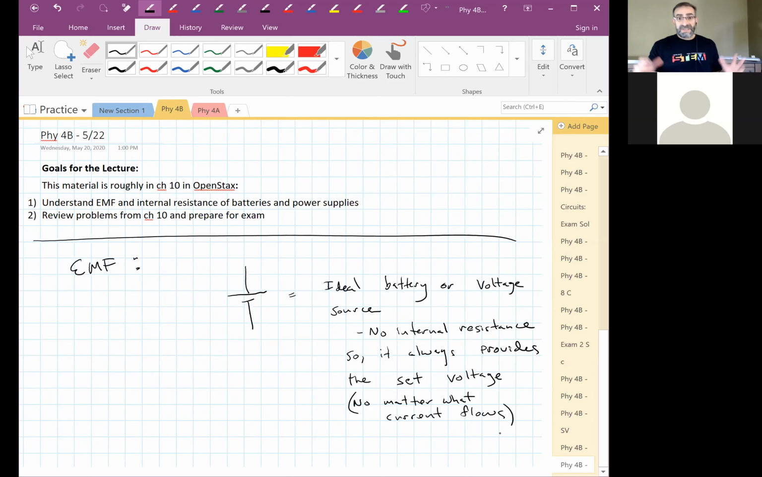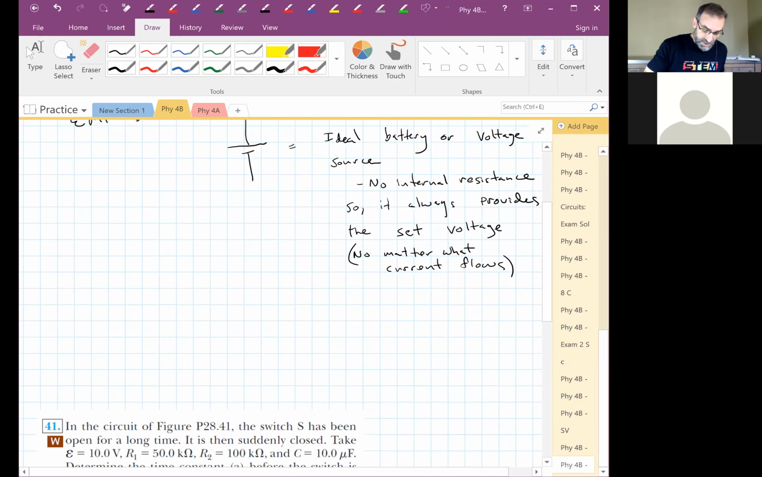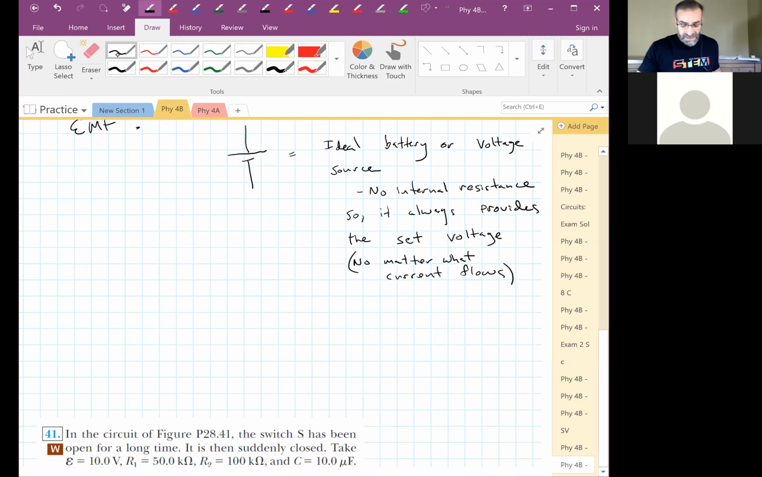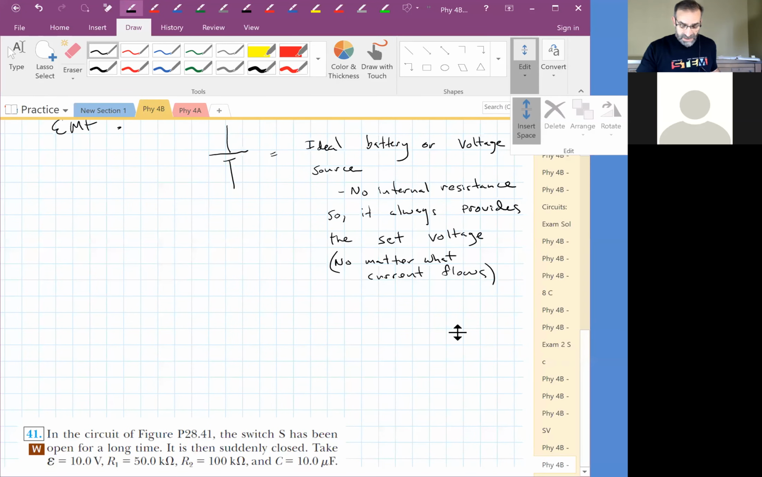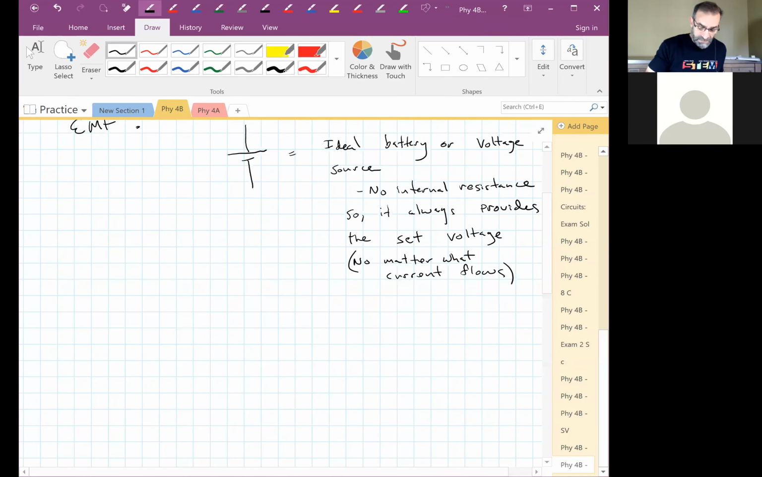But in the real world, we know that our batteries and power supplies have some internal resistance. How do we deal with that? Well, we just put a resistor in series with this, right? That's how we deal with it. And we know how to deal with things like that. It's just like any other circuit we have with the power supply and a resistor.